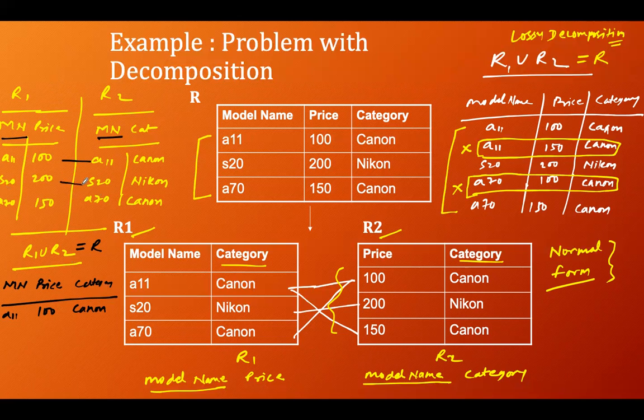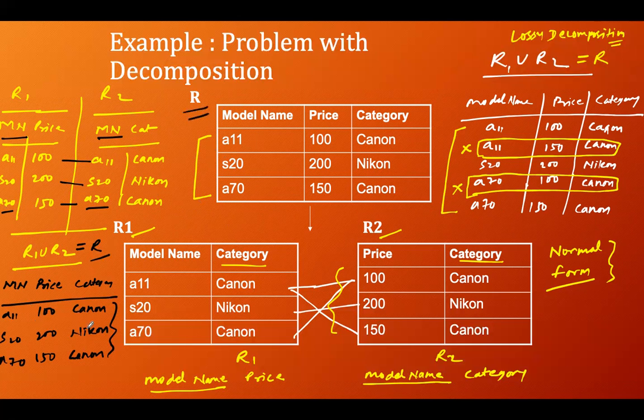S20. Here we have S20. This is not S20. This is also not S20. We are getting S20, 200, Nikon. Based on the model number, we are making a join or making a union. A70. Do we have A70? Only one instance. This is going to join. So it will be A70, 150, Canon. You can see we are getting R again, R again.